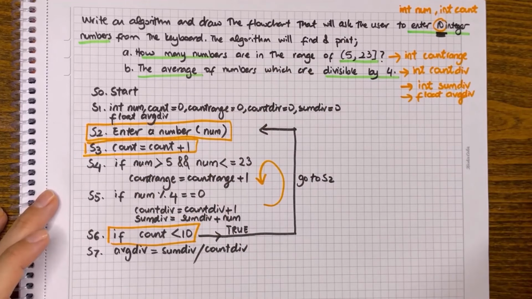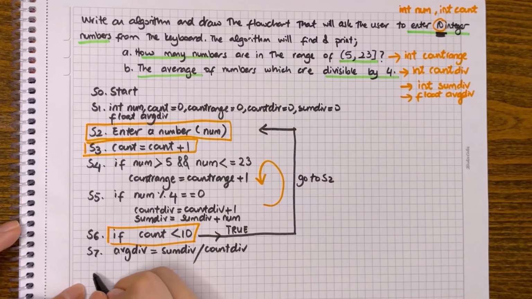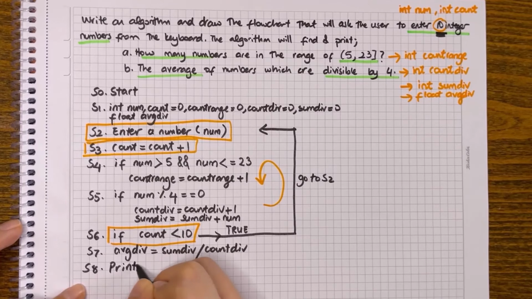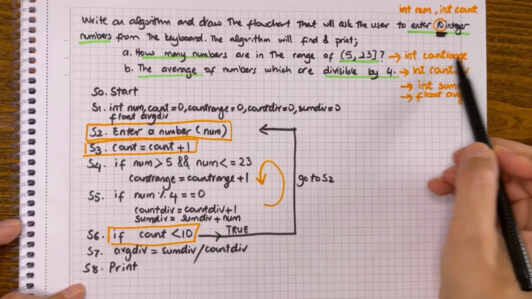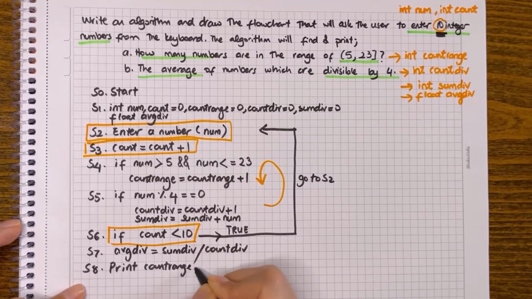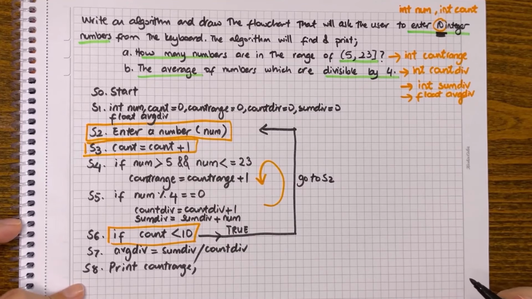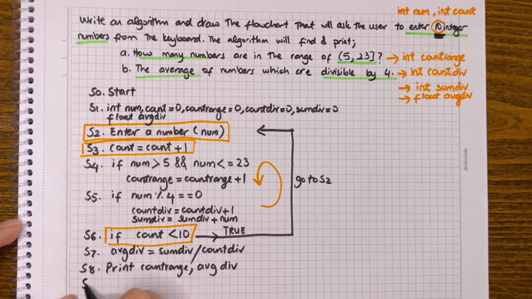But it is not finished yet because it says find and print. We found it, but we haven't printed. So in step number 8, I can say print what? Print how many numbers are in the range of 5 and 23, which is the count range. All right. And it says the average of numbers which are divisible by 4, which is the average division. And in step number 9, I can simply finish the algorithm.